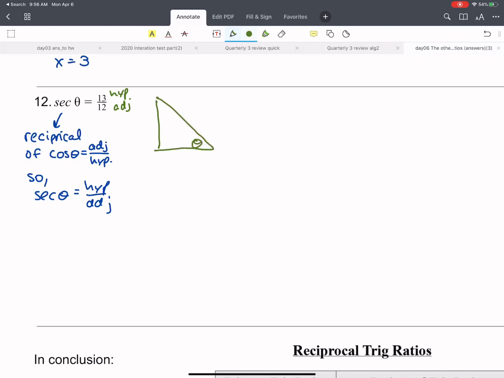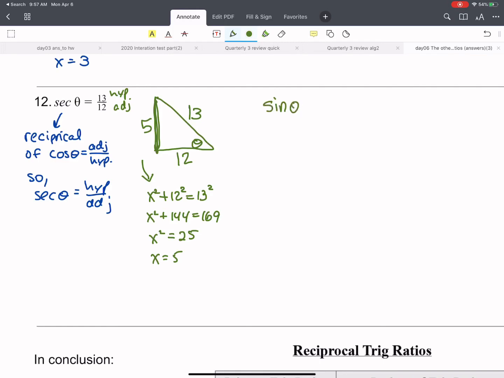Here's theta on the bottom. Hypotenuse is 13, adjacent is 12, and then I can find the missing side. What's the missing side? If you know your Pythagorean triples, you might realize that the missing side is 5. It's a 5, 12, 13 Pythagorean triple. So this makes it nice. So now I like to list it in order. You don't have to. That's just me.